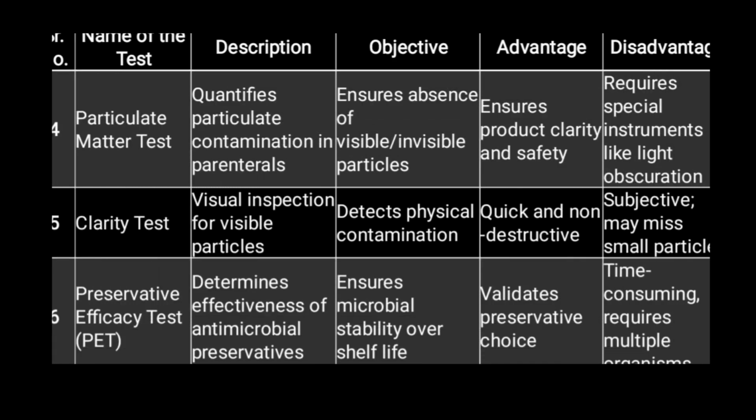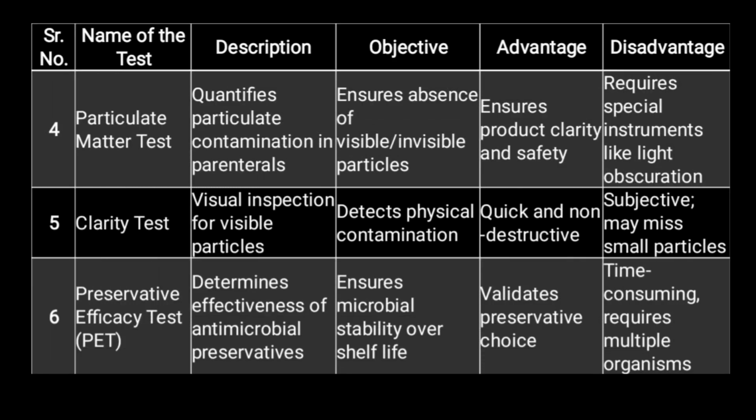Moving to next test. The next test is particulate matter test. This test quantifies particulate contamination in parenterals, and it is done in order to ensure absence of visible and invisible particles. The advantage for particulate matter test is to ensure product clarity and safety, and it requires special instruments in order to perform this test.